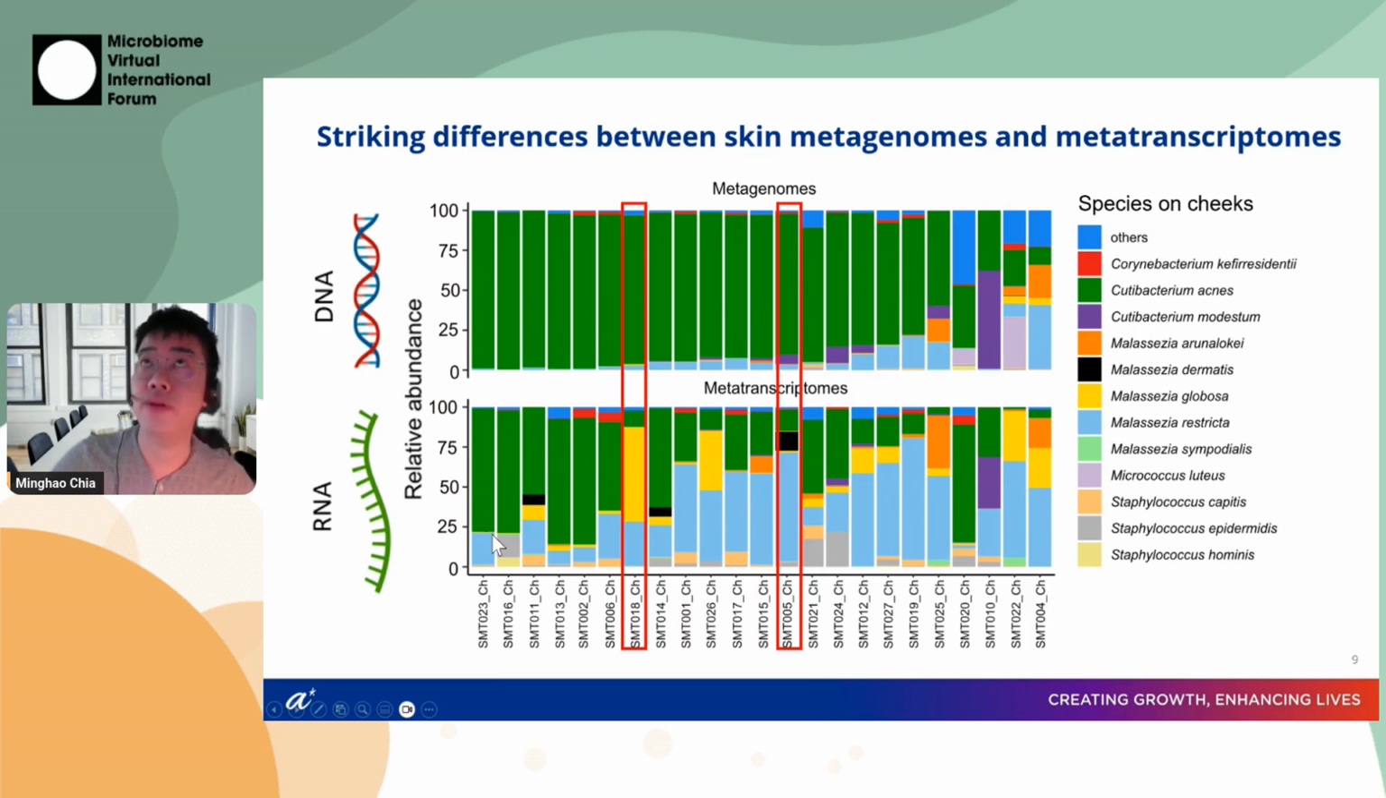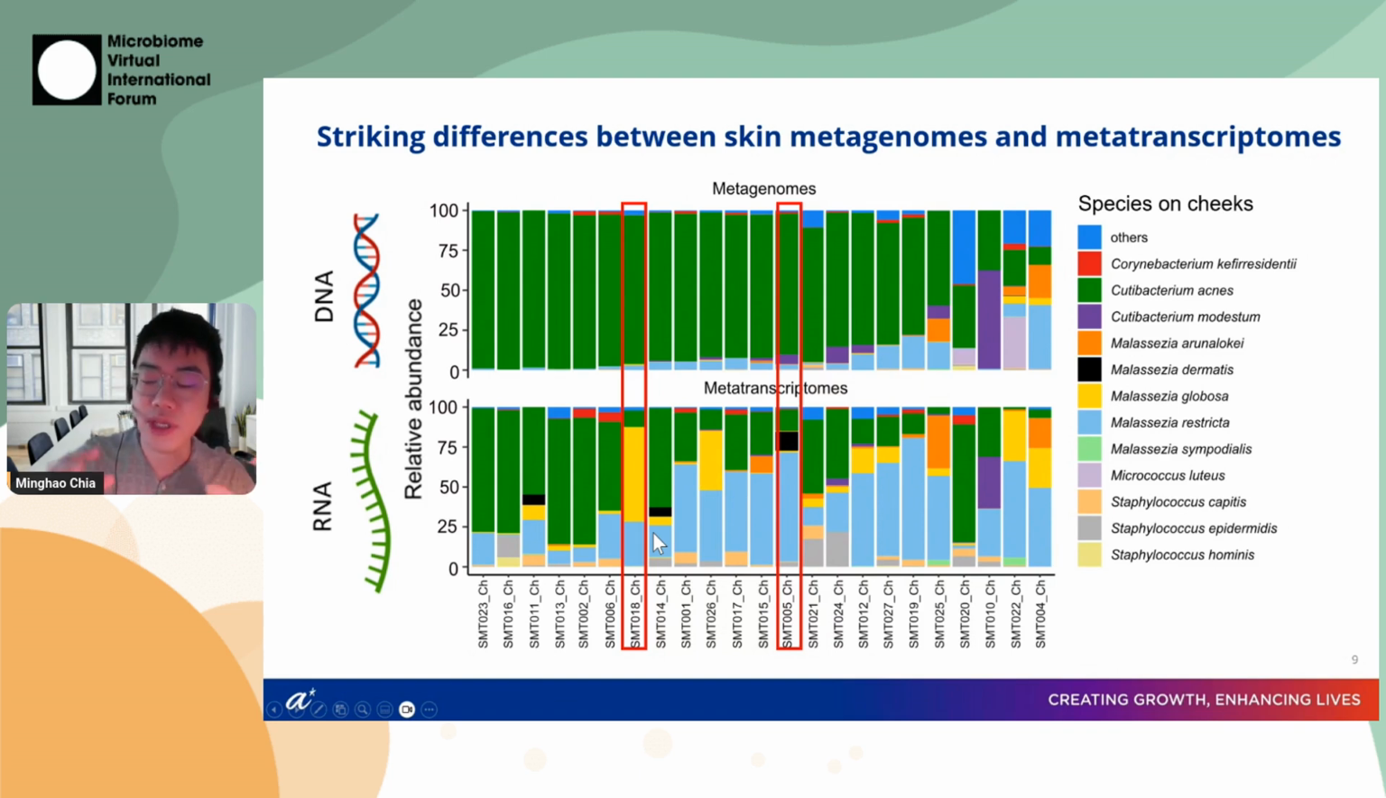In fact, if you look at the bottom row here, at the matching RNA metatranscriptomes, we found that Staphylococcus and Malassezia, which is a skin fungi, contribute disproportionately to metatranscriptomes than would be expected from their metagenomes. In this example, I've highlighted 2 particular individuals where, in an abundance plot, their metagenomes are dominated by C. acnes in green, but the metatranscriptomes are actually heavily represented by Malassezia fungi and other microbes.